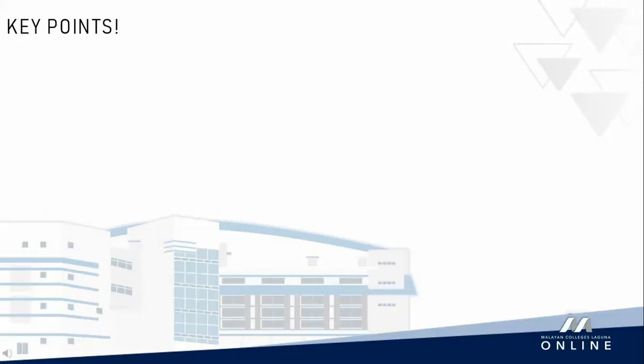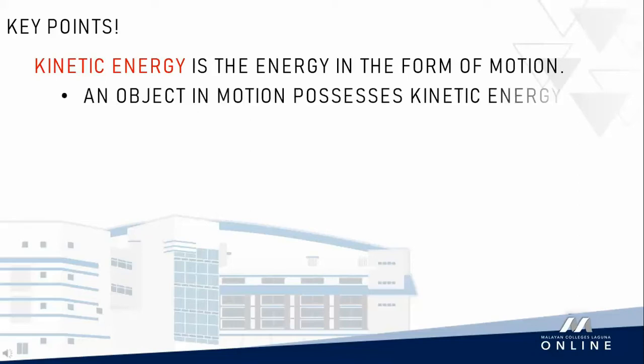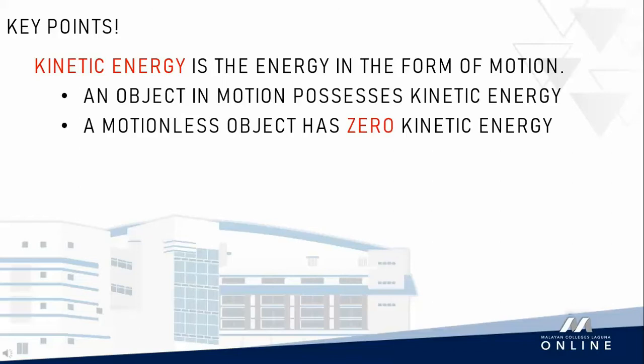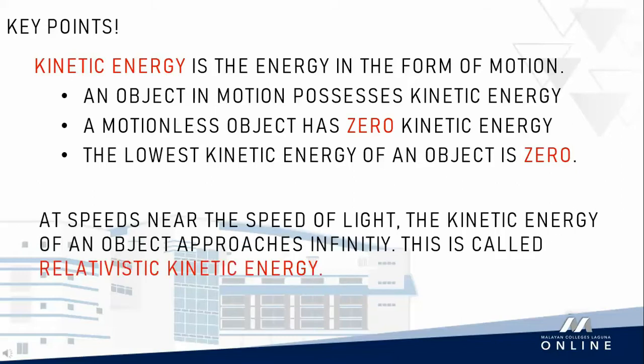Before we end this video, please remember that kinetic energy is the energy in the form of motion. An object in motion possesses kinetic energy, while a motionless object has zero kinetic energy. The lowest possible kinetic energy of an object is zero. Hence, we can say that there is no negative kinetic energy. At speeds near the speed of light, the kinetic energy of an object approaches infinity. This kinetic energy is called relativistic kinetic energy.